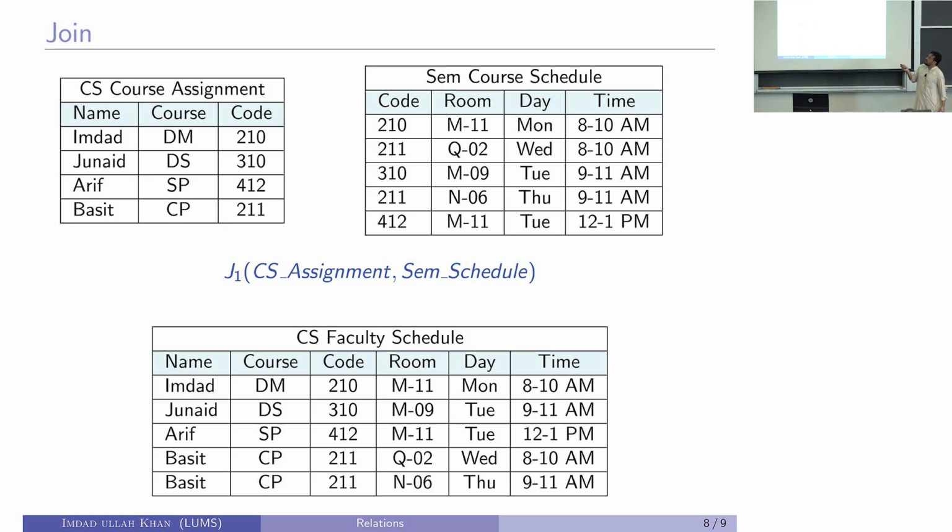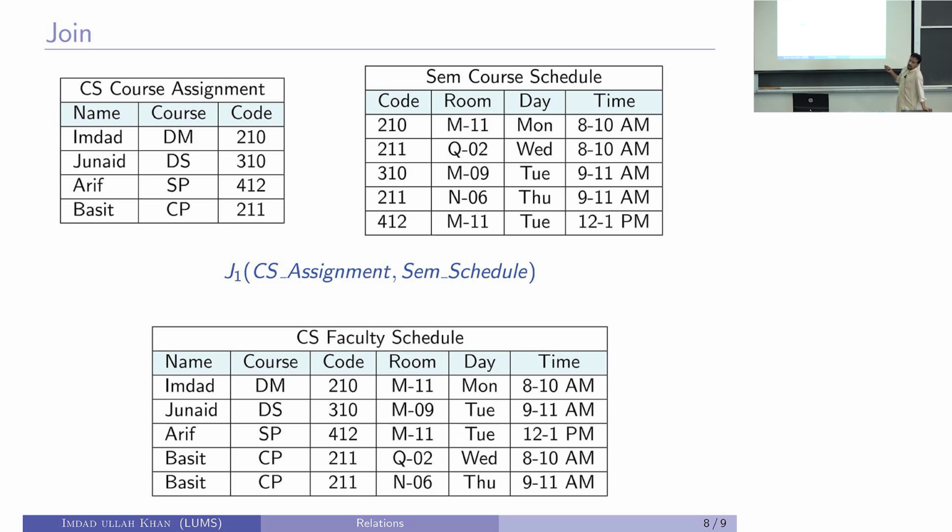So, look at this, Imdad DM210 will be joined with which of these rows? Imdad DM210 will be joined with the first row. Why? Because the last coordinate here is the same as the first coordinate here, right. So, that is why Imdad DM210, and you got my schedule. Now, even if somebody is teaching 2 sections of a course, right. So, Junaid is teaching data structure or digital systems, the course code is 310. Which one will this be?